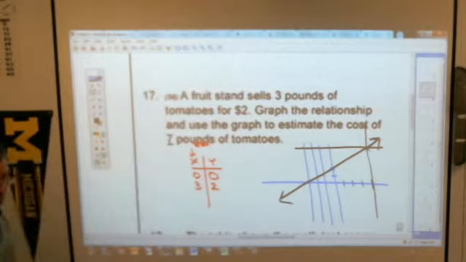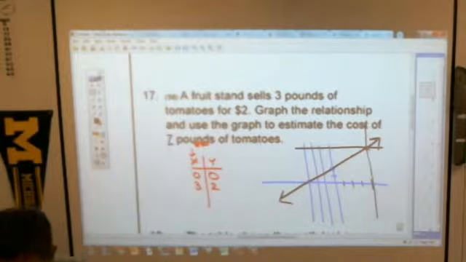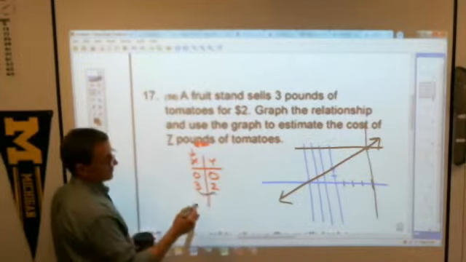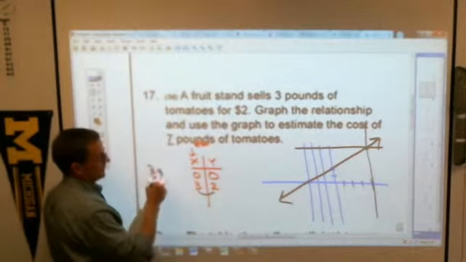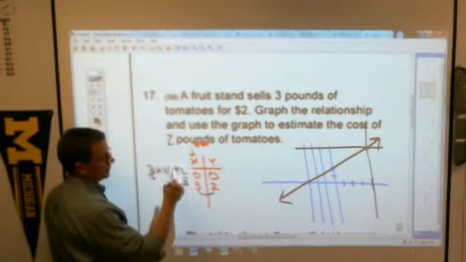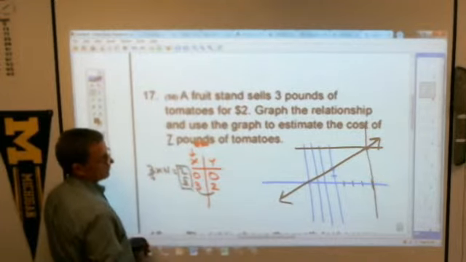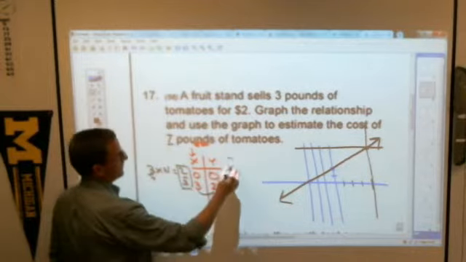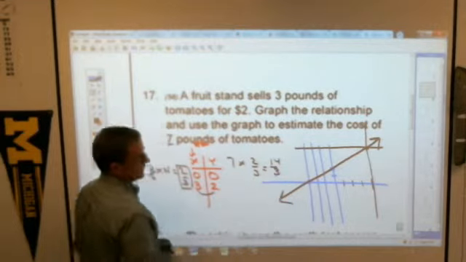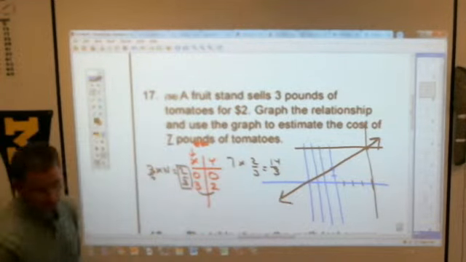If you get close enough, you shouldn't have put $5 because I don't think it was at $5. Where's your graph? I put $4.67. That would be perfect. But you could actually figure it out exactly if you really wanted to. You just say to yourself, 3 times what number gives you 2? Well, divide by 3. You are paying 2/3 of a dollar per pound. So 7 times 2/3 is what? 14/3, which is 4.67.